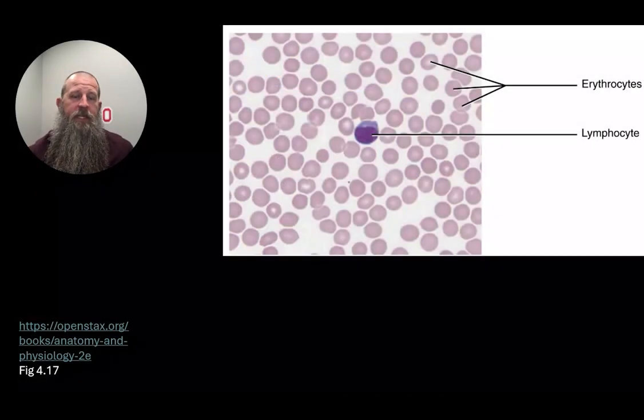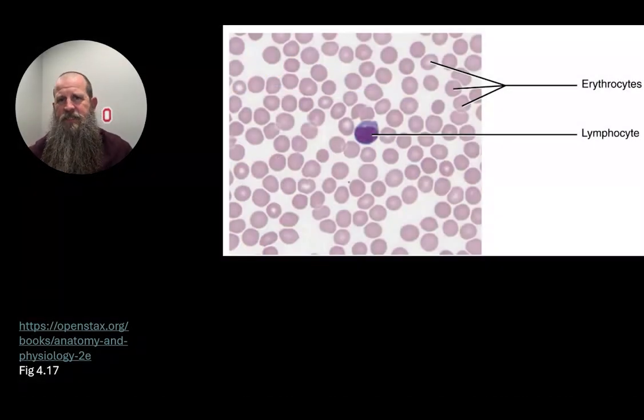Here we can see blood as a tissue. And remember, blood is made up of red blood cells, erythrocytes, white blood cells, leukocytes, and then platelets. So what we can see here, this is a red blood cell. These are red blood cells or erythrocytes. These are anucleate, so this tells me this is mammalian blood.